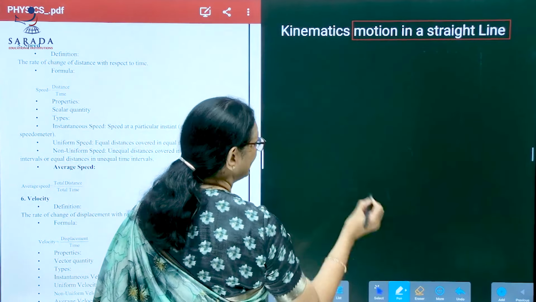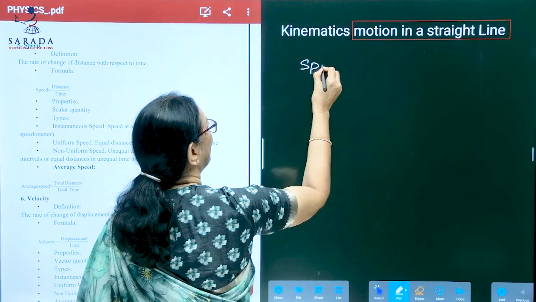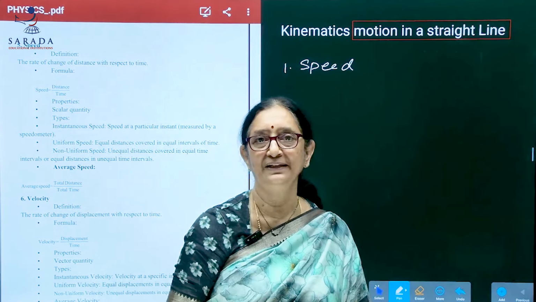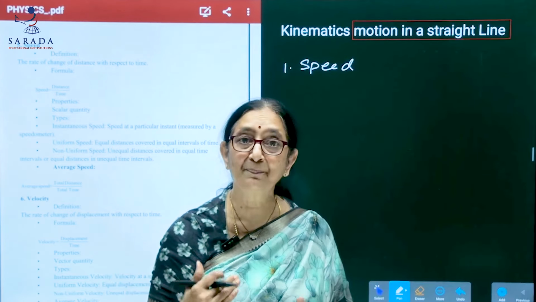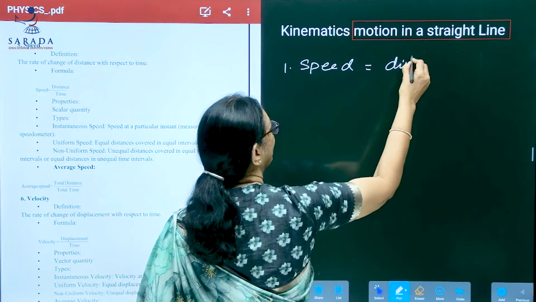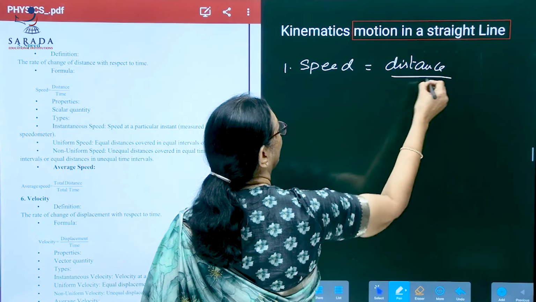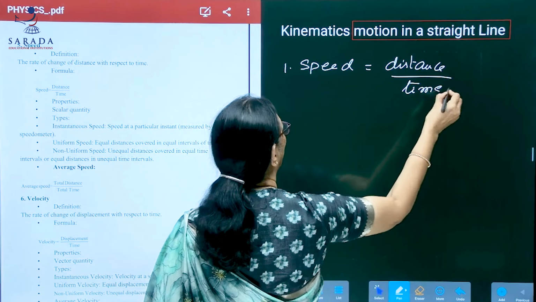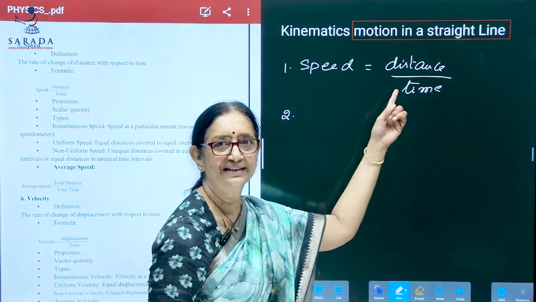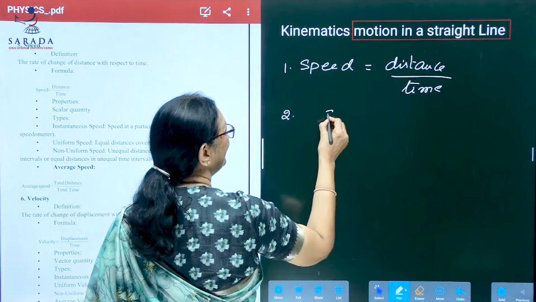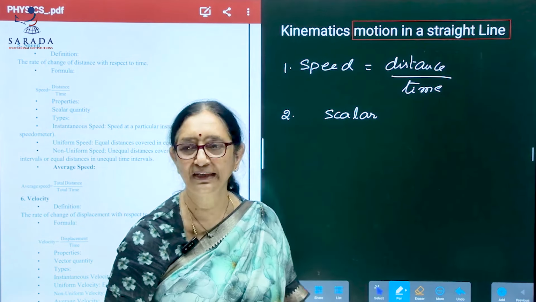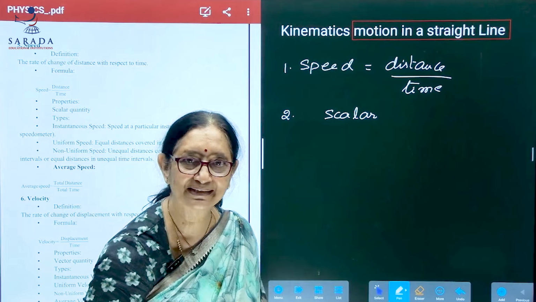See here, speed is defined as rate of distance traveled. Rate means per unit time. So, speed is equal to distance by time. Is it a scalar or a vector? You just guess. As distance is a scalar, speed is definitely a scalar. It has only magnitude but no direction. So, speed is a scalar.